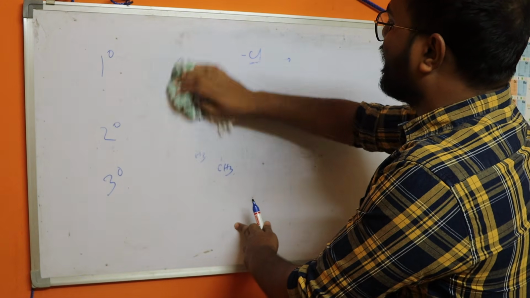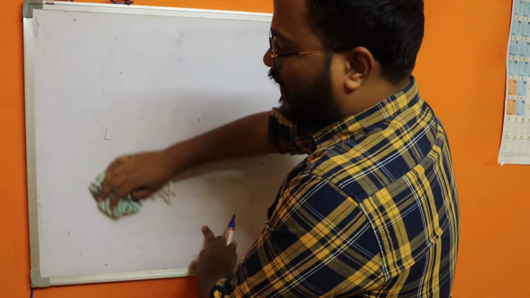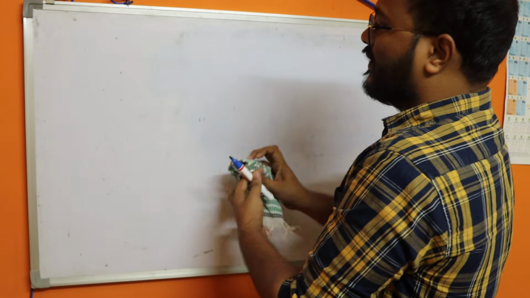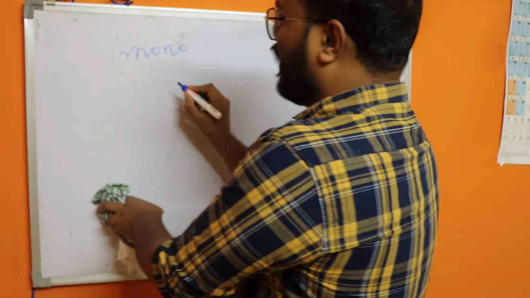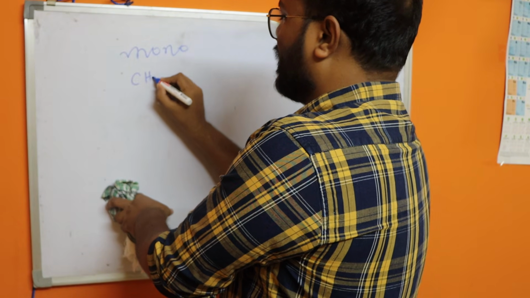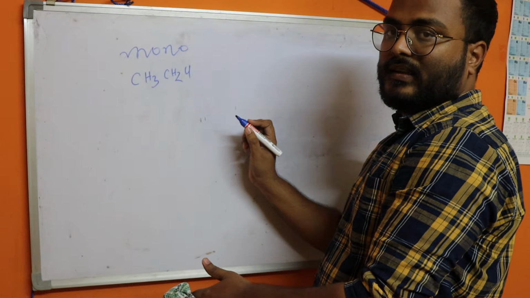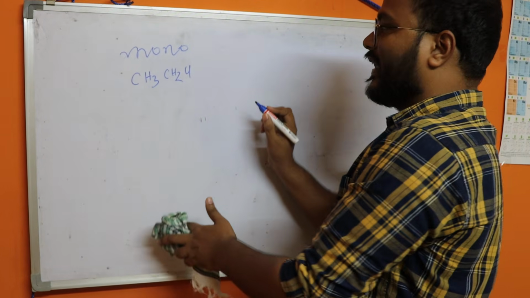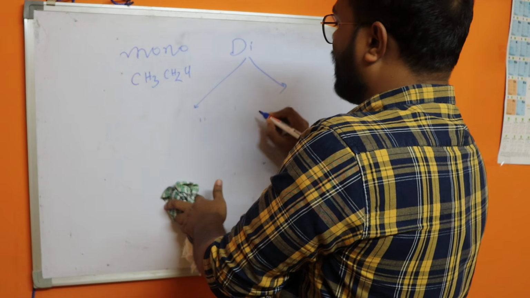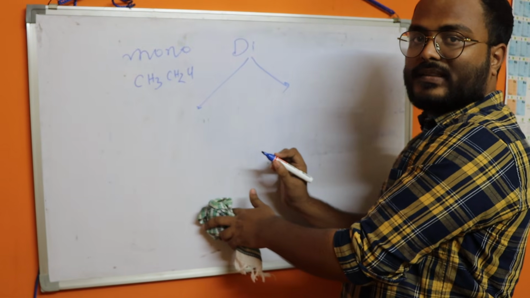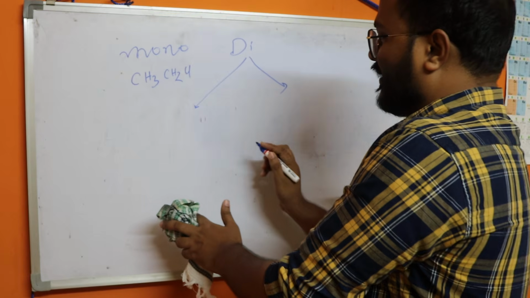Now these haloalkanes can be monosubstituted, disubstituted, or tri or tetra substituted, right? Monosubstituted, we have already seen the example CH3CH2Cl, methyl chloride, anything it can be. In the disubstituted, there are two types. One is vicinal and another one is geminal. Carefully you have to see what is called vicinal and what is called geminal.